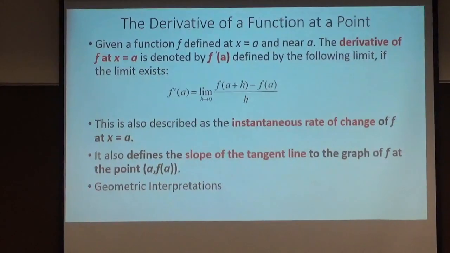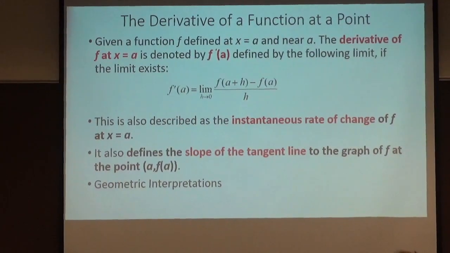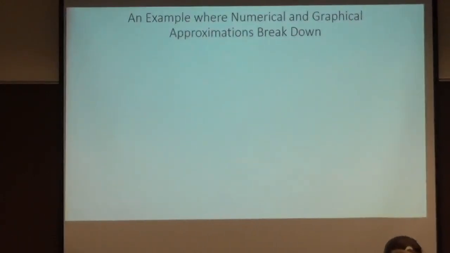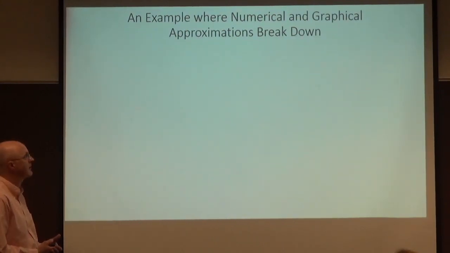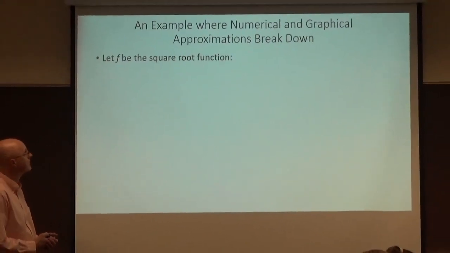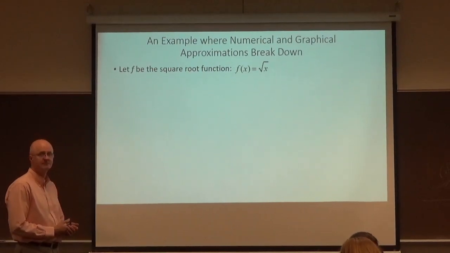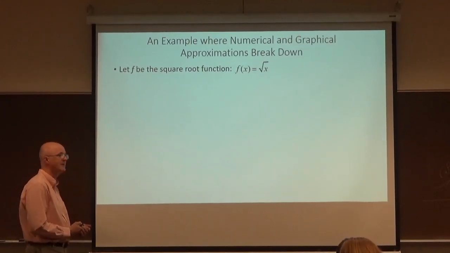And I've already talked about the geometry. All right, on to the example. This is an example where numerical and graphical approximations break down. So you had some homework problems where you think about graphs and numerical approximations, but they are kind of a problem in this example. f is going to be the square root function. f of x equals square root of x.